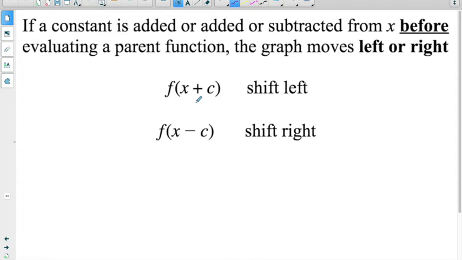When we are adding a number inside the x part, so inside the parent function, the graph is going to move left or right. Something to keep in mind here is that the intuition is opposite. So when we're adding a number inside, our graph is shifting to the left, even though that's the direction of the negative x-axis. Our intuition tells us that we want to move it the other way, but it's opposite. So with the horizontal shifts, you have to reverse your intuition.